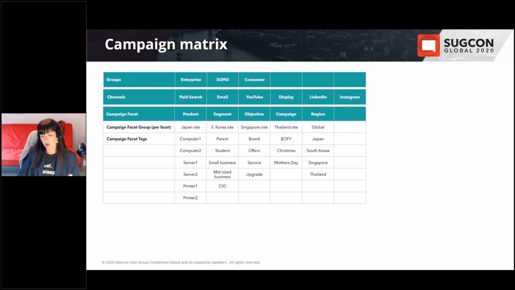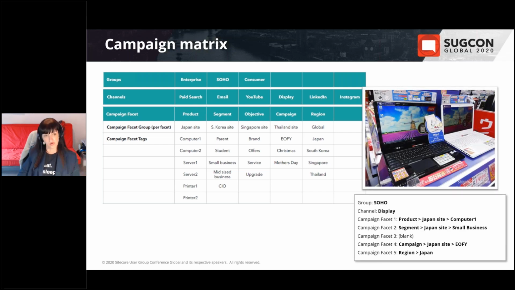So what that would look like in practice, if you were, for example, doing a Google display ad for an end of financial year campaign for a computer being run by your small office, home office brand in Japan, you would then be picking these tags. So the group would be Soho, the channel is display, campaign facet 1 would be product, and then you'd be digging down into the Japan site and computer 1, remembering you may have different products across different countries. Campaign facet 2, you would be looking at segment, Japan site, small business, because this is a Soho campaign.